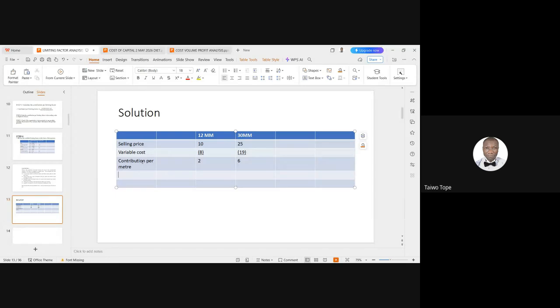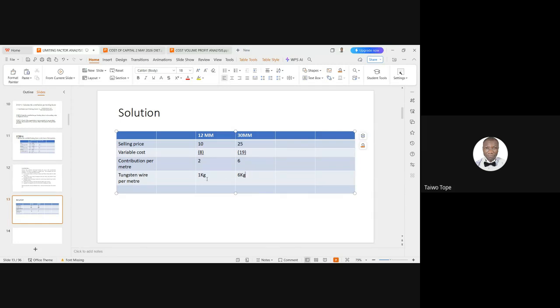Your contribution per limiting factor. And what do you need to do that? You need a unit of the limiting factor. And the unit of the limiting factor is tungsten wire. Tungsten wire per meter. And you need how many tungsten wire to produce 1 unit of 12 mm hose? You need 1 kg. And for this 30 mm hose, you need how many kg? 6. You need 6 kg.